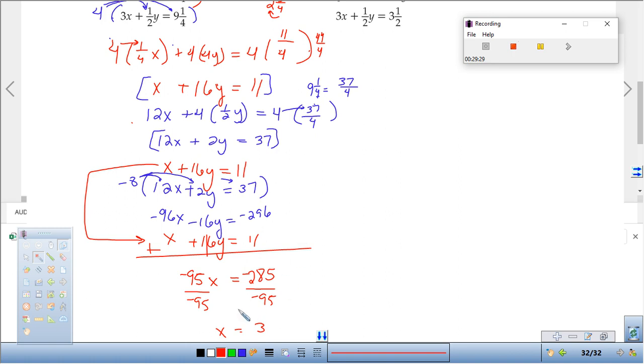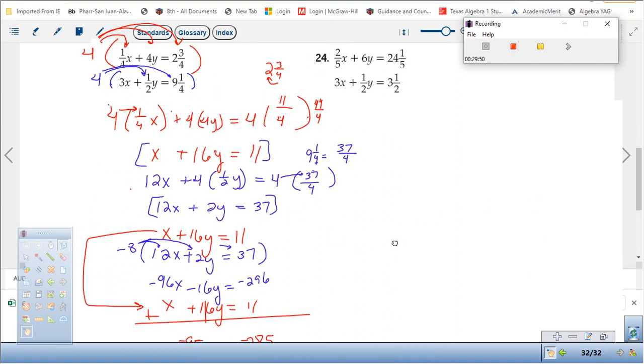Yes, it gives me 3. So in this situation, x is 3. So now I'm going to come back. Okay, now please pay attention to what I'm going to do here. I'm going to scroll all the way up.